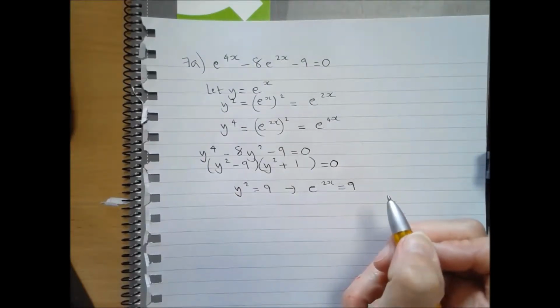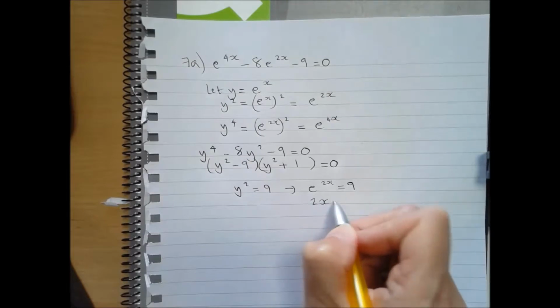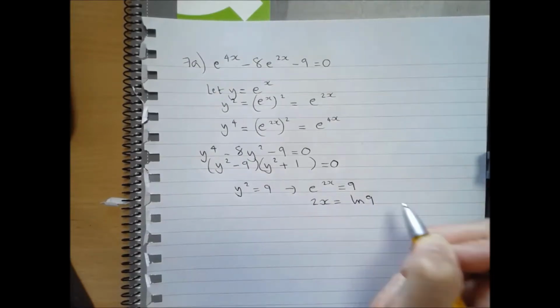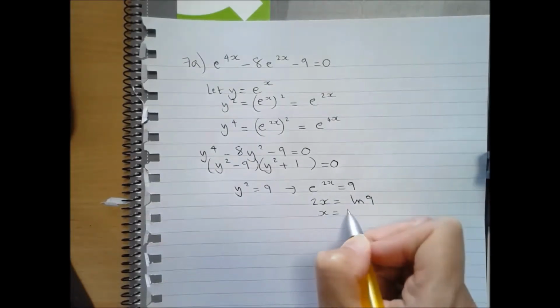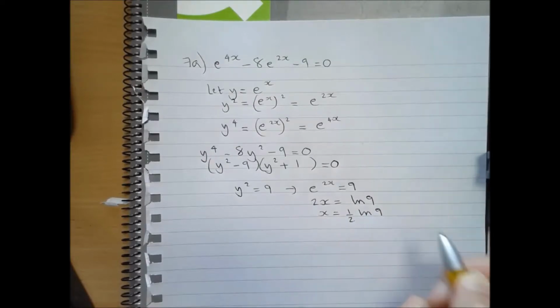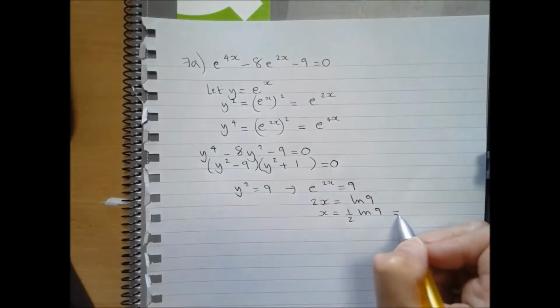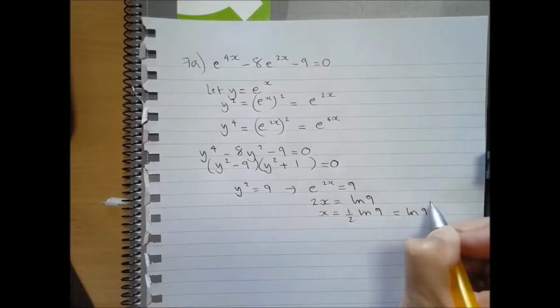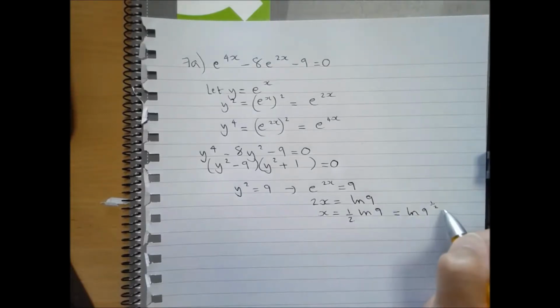If I work from there, I've got 2x equals the ln of 9, and therefore x must be a half ln 9 in exact form. That can also be written as ln 9 to the power of a half, using the reverse of the power rule, which is ln 3.